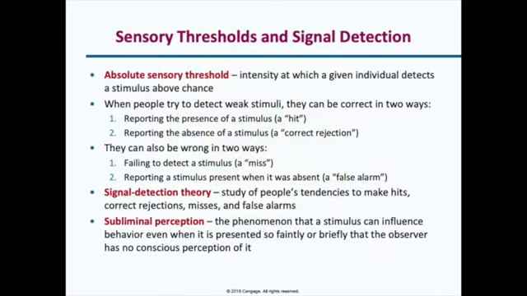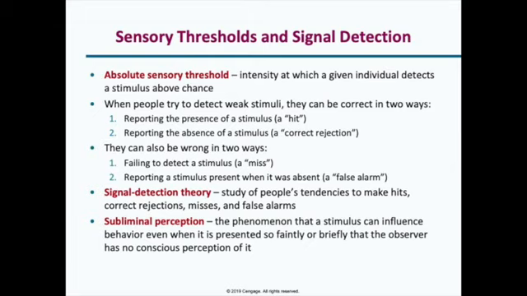Researchers define an absolute sensory threshold as the intensity at which a given individual detects a stimulus 50% of the time, right? It needs to be above chance. To determine how accurately someone detects a signal, we need to consider not only the ratio of hits to misses when the stimulus is presented, but also the ratio of false alarms to correct rejections when the stimulus is absent.